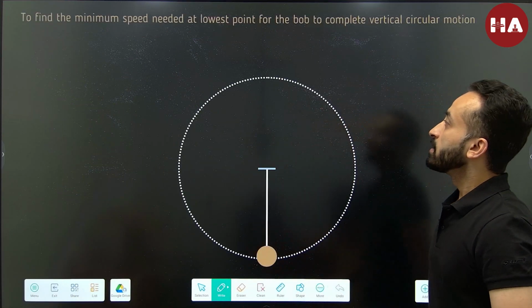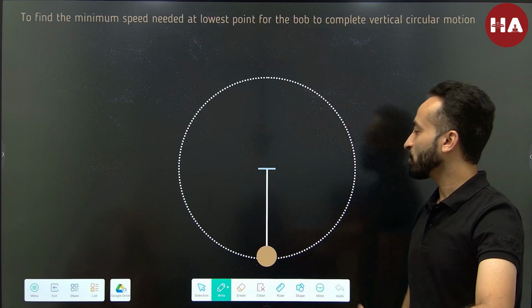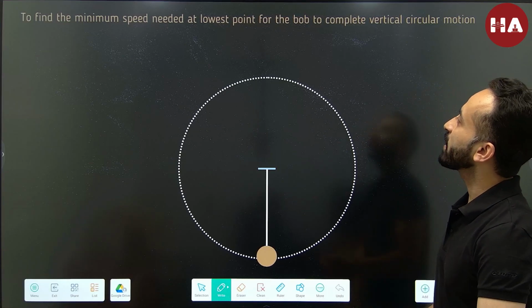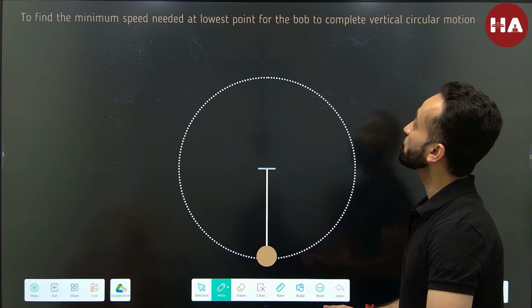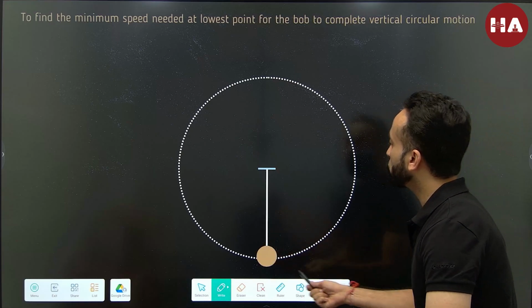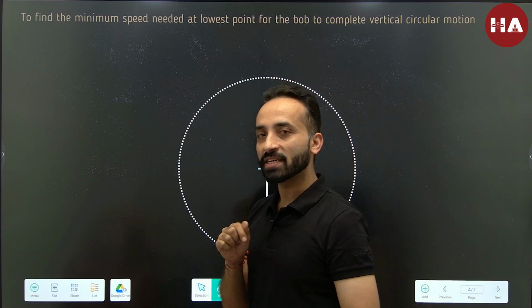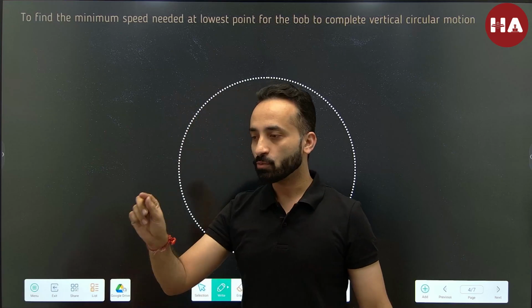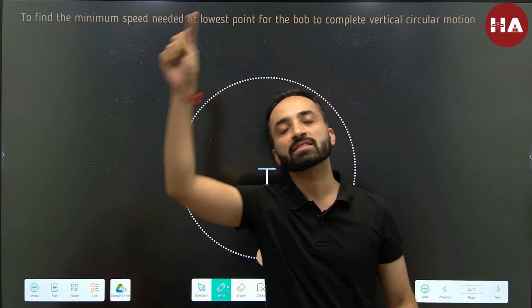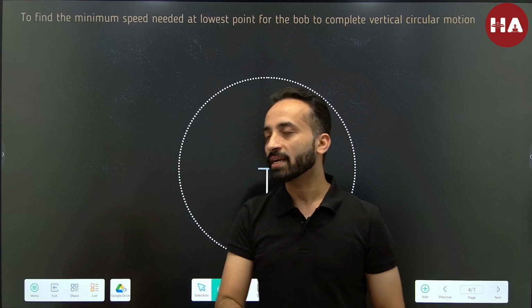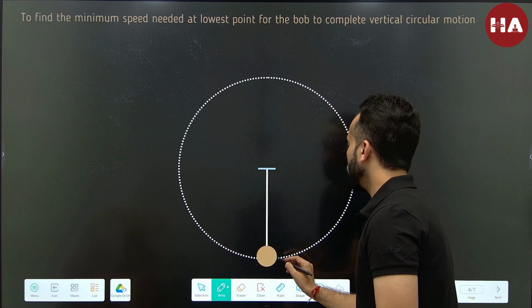Then next, now we have to talk about vertical circular motion. So what do we have to do here? We have to find the minimum speed at the lowest point for the bob to actually complete the circle. As you have seen in the previous question, it wasn't able to complete the circular motion. Why so? Because the velocity was not that much. Now this is what you have to find out.